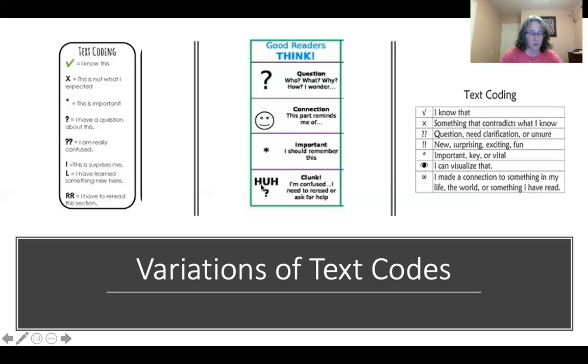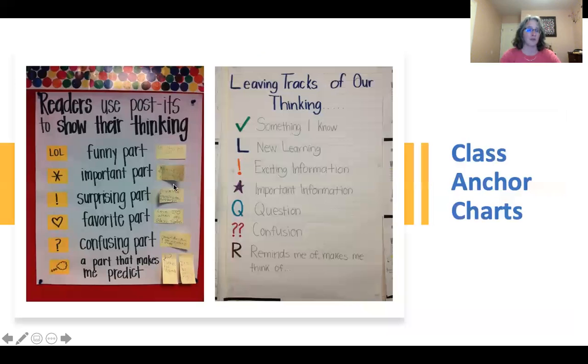And then we have visual codes that represent what active readers do. So here are a couple examples of class anchor charts. One is talking about leaving tracks of our thinking. So again, exciting information, important is an asterisk, confusion, question marks, etc. And here we have some text language of LOL. Again, asterisk for important. We have a heart for favorite.